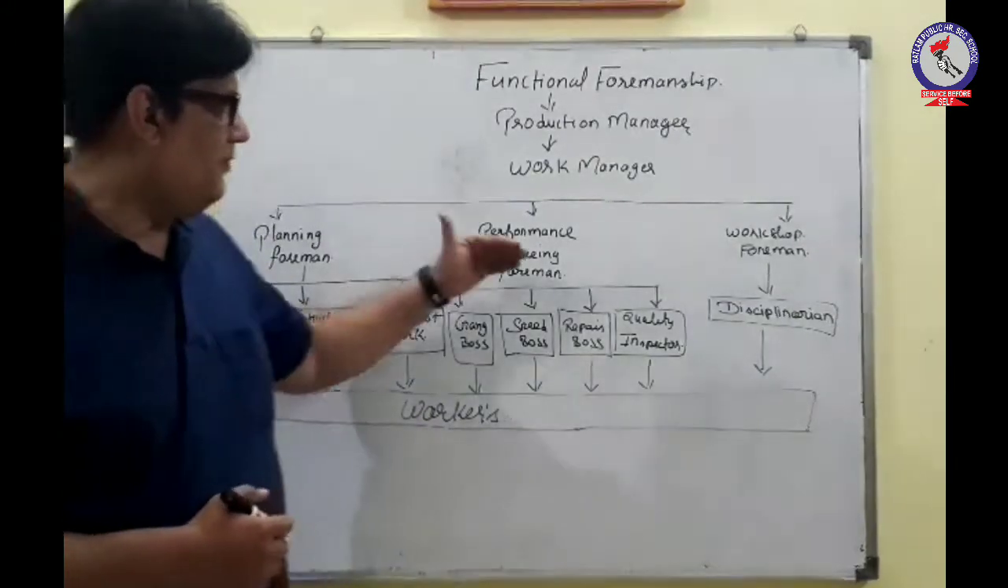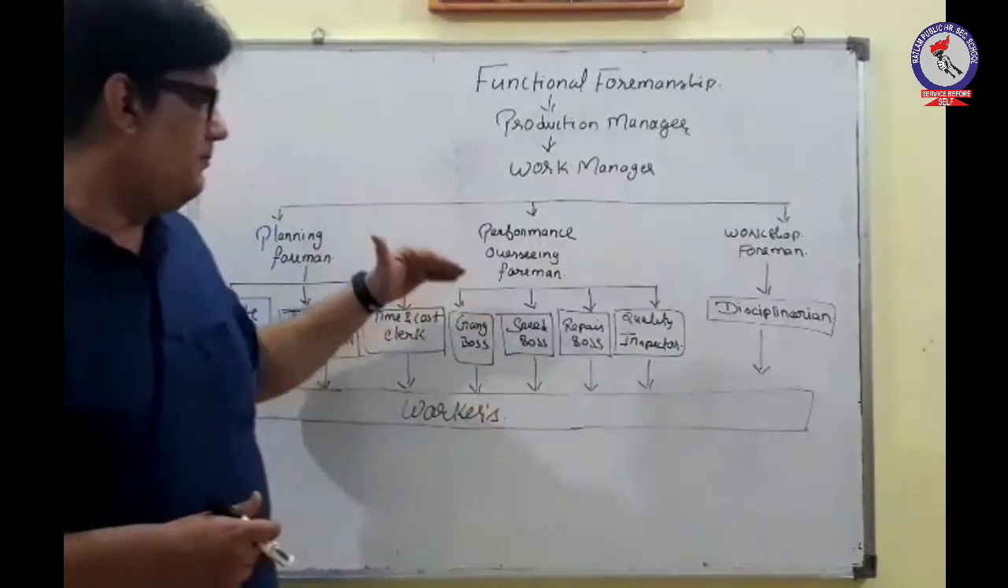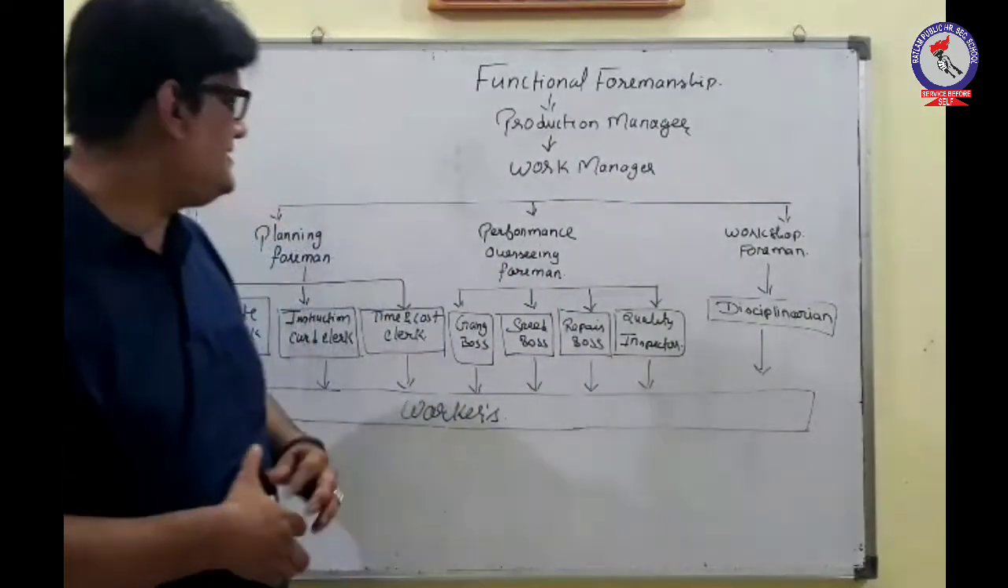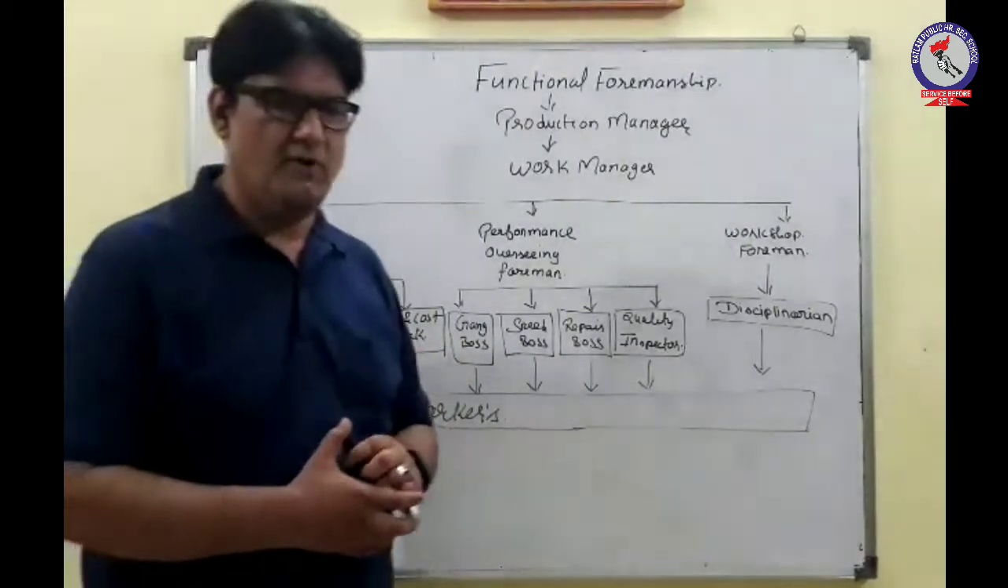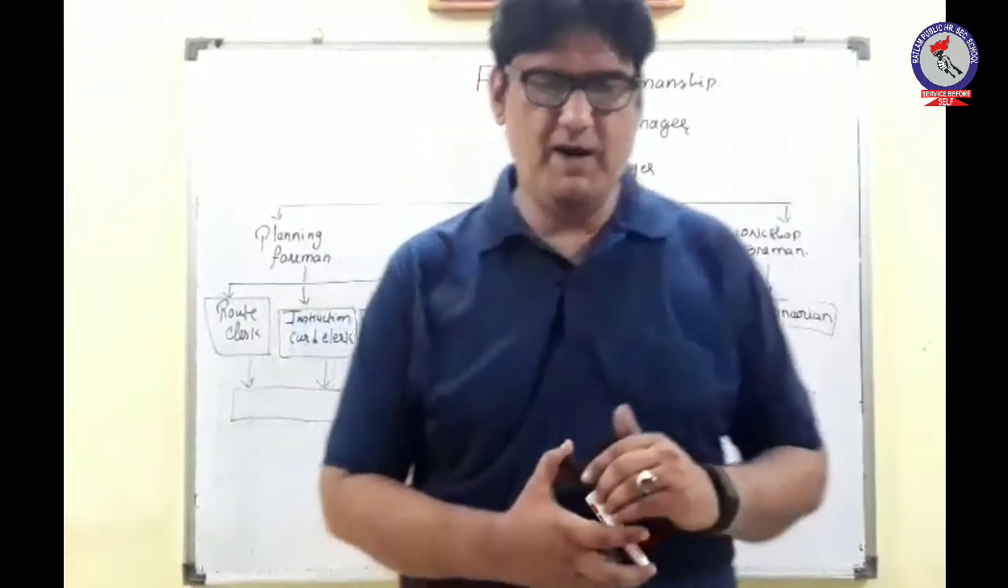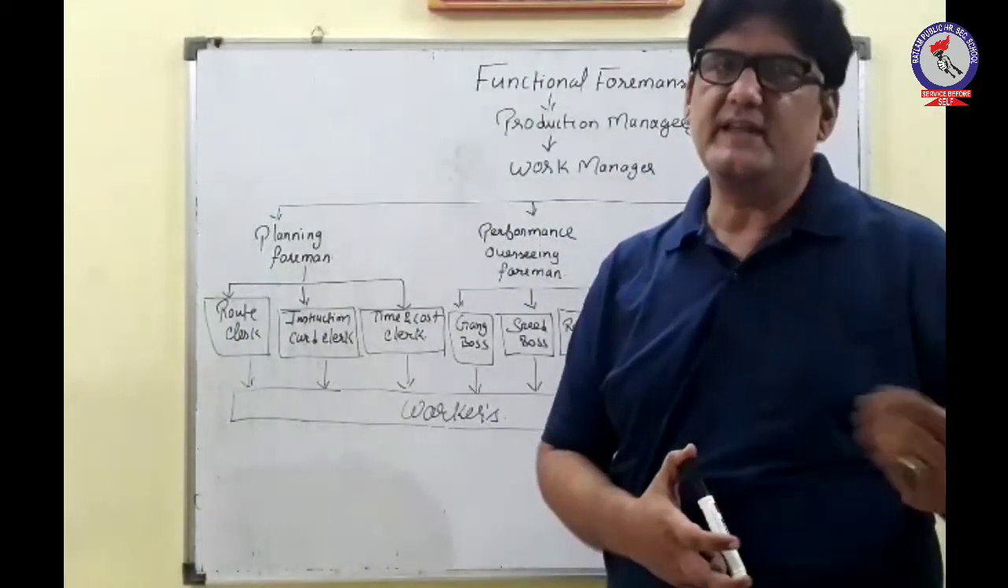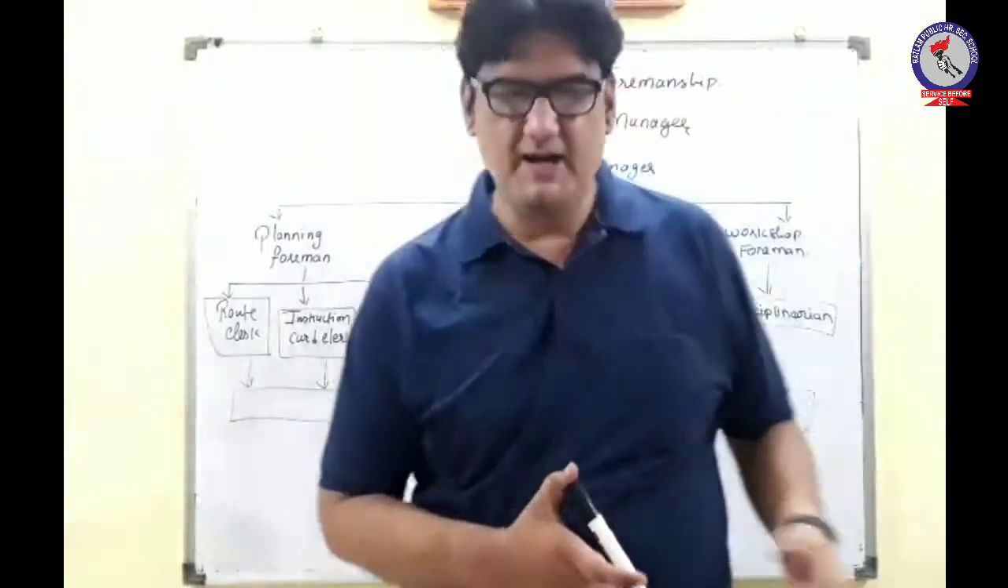Then we move to the performance overseeing foremen, the foremen who are overseeing the performance of the employees. In this we have the gang boss. What is the work of the gang boss? He provides the necessary raw material and equipment to the employees so that they can start their work.